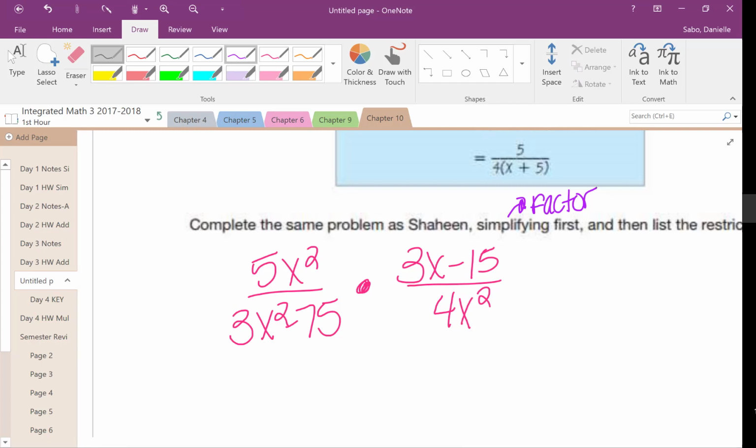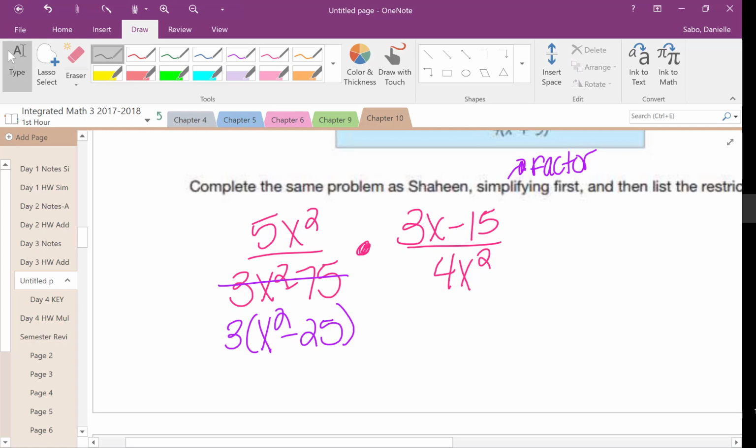Let's look at each piece. Nothing I can do here. I can't factor anything. Move on. The bottom, what can I factor out? Good, the 3. And I'm left with x squared minus what? Okay. Can I keep going with that same exact piece? 75 divided by 3 is 25. Good. I can keep going with this one. I'm going to rewrite it out. X plus 5 and x minus 5.